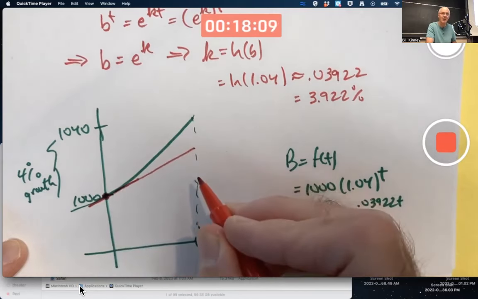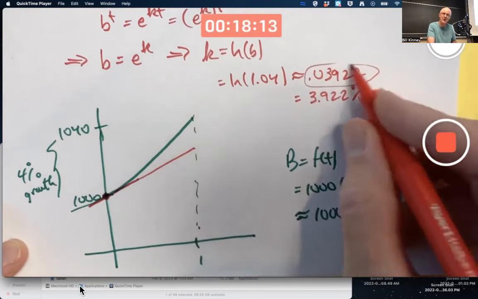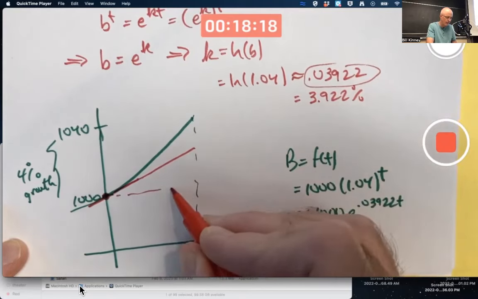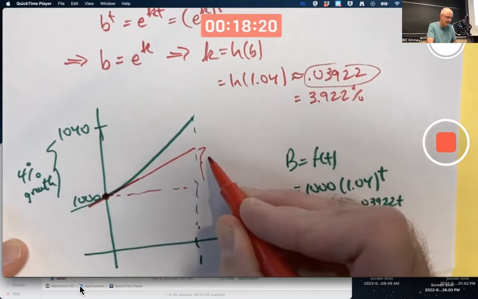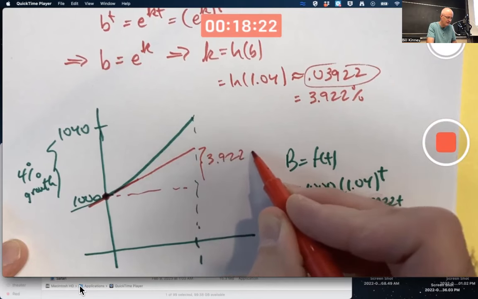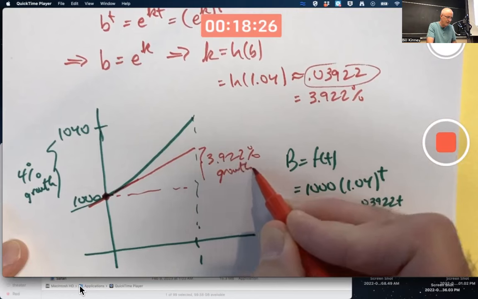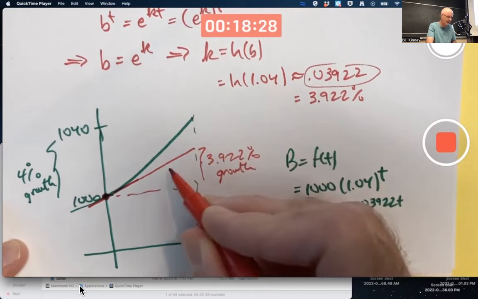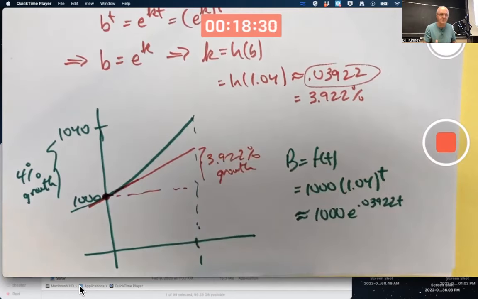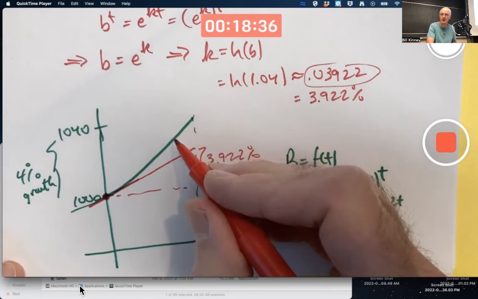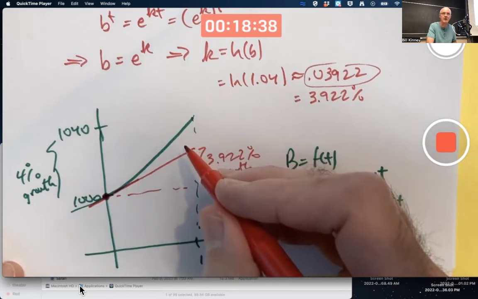And this scale is now way off because this 0.03922 is essentially supposed to represent the fact that this red line grows by 3.922%. Now, if that really were the case, the red line and the green curve would be much closer together on this scale. So it's a bad drawing. The green curve would barely look curved and the red line would barely look like it's below it.